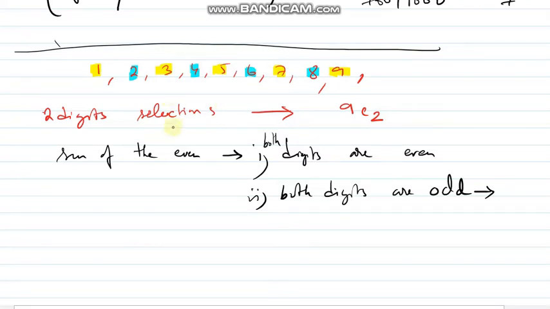So I have to select 2 digits out of these 5 digits: 1, 2, 3, 4, 5. That can be done in 5C2 ways, right? Both digits are even. How many ways can I do it? Then I have to select those 2 digits from 2, 4, 6, 8, which is 4C2, right?